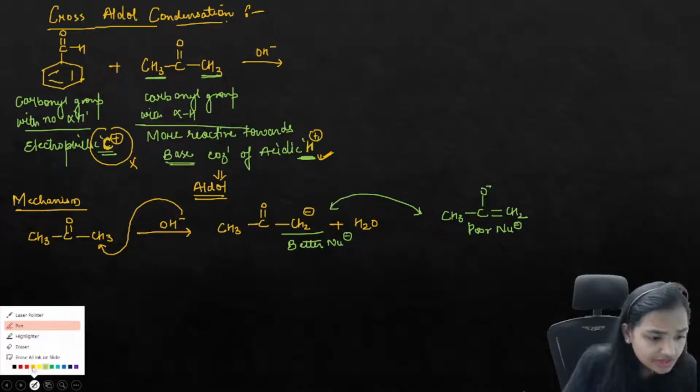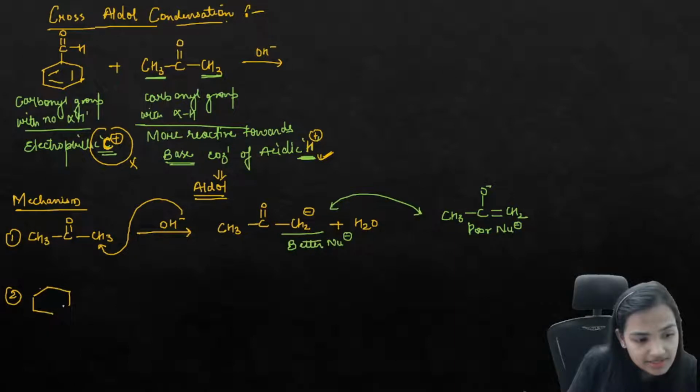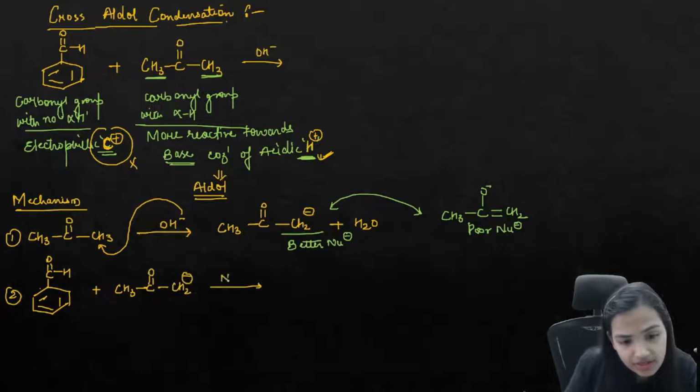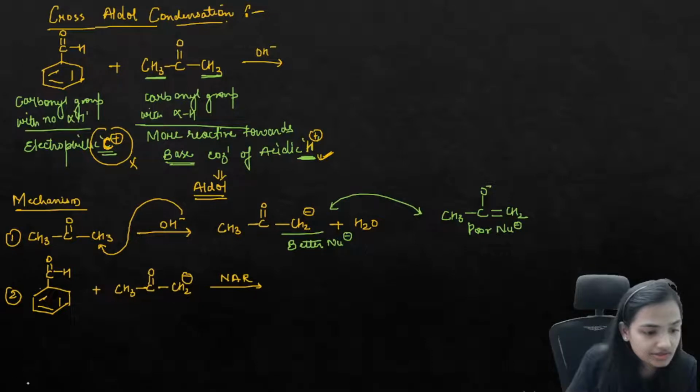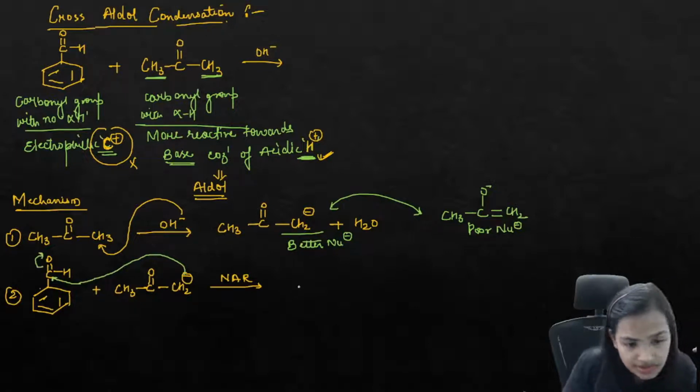Ultimately, in step number 2, this is the step number 1. In step number 2, what will happen? Now you are having benzaldehyde. When this benzaldehyde reacts with CH3 double bond O, CH2 negative, we get the nucleophilic addition reaction. Ultimately, the nucleophile will attack over this carbonyl center and the pi bond will be broken in such a way.